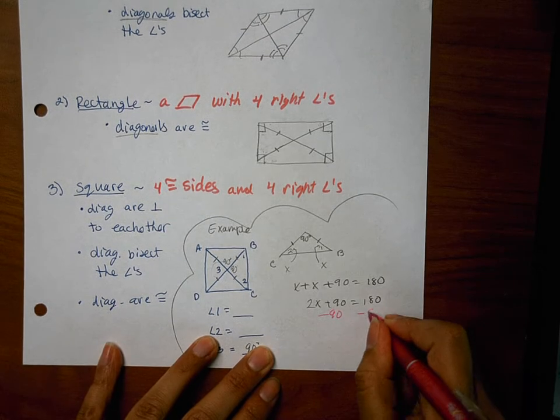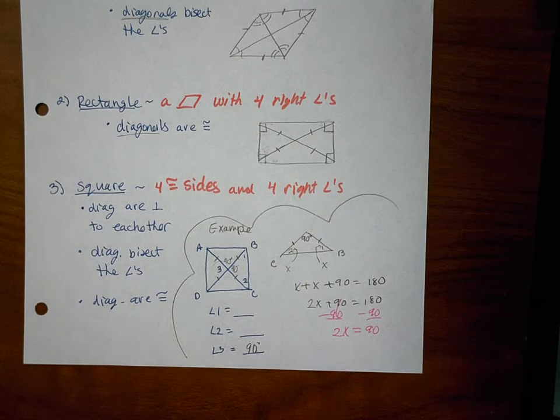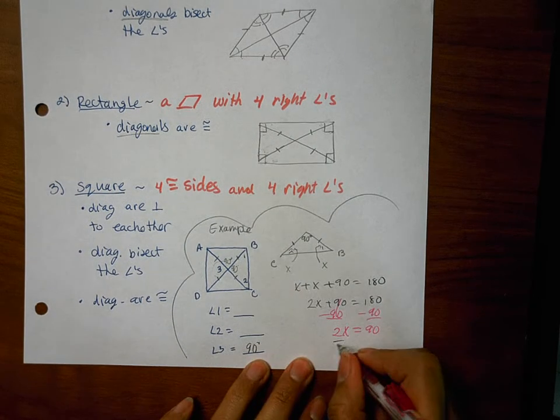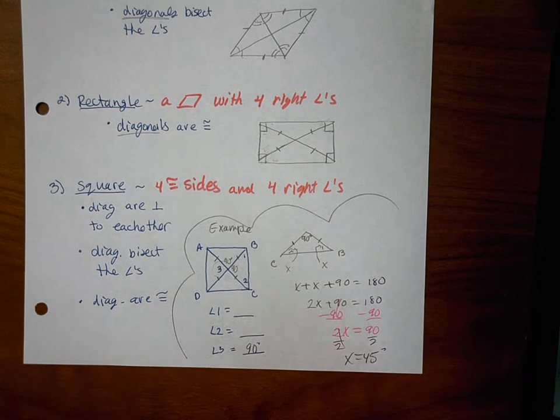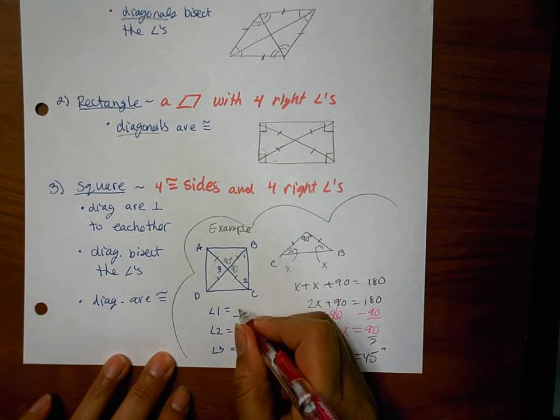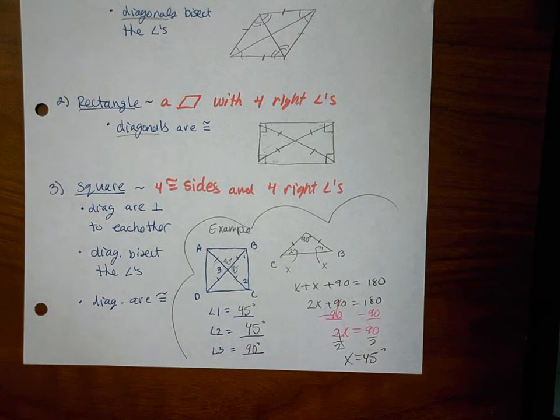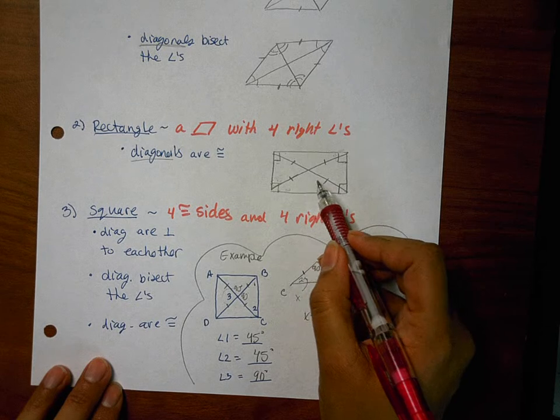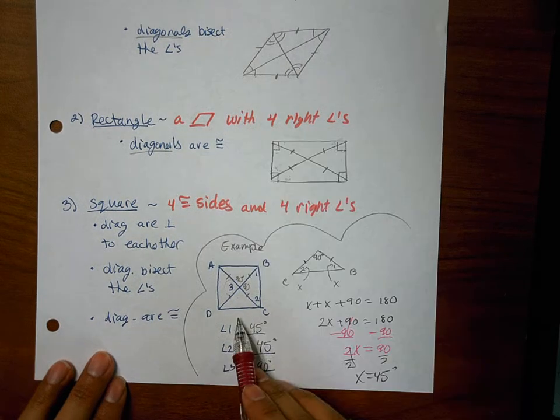X plus X plus 90 equals 180. 2x plus 90 equals 180. Subtract the 90. 2x equals 90. Divide both sides by 2. X equals 45 degrees. So angle 1 and angle 2 are both 45 degrees.